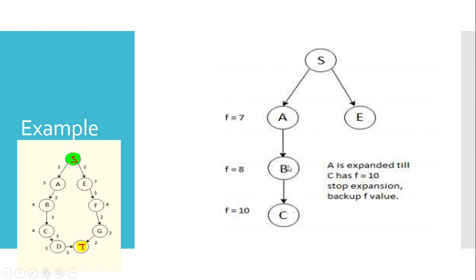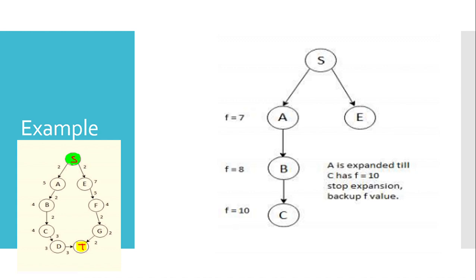Again, we have to check whether B is a goal node or not. B is not the goal node, so we have to expand B and add the child element. So we have added the child element C. The cost of C we have calculated using the same formula, f(n) = g(n) + h(n). S to A, the cost is 2. A to B, the cost is 2. B to C, the path cost is 2. So the path cost is 6 plus the heuristic cost of 4. So the total cost for C is 10.